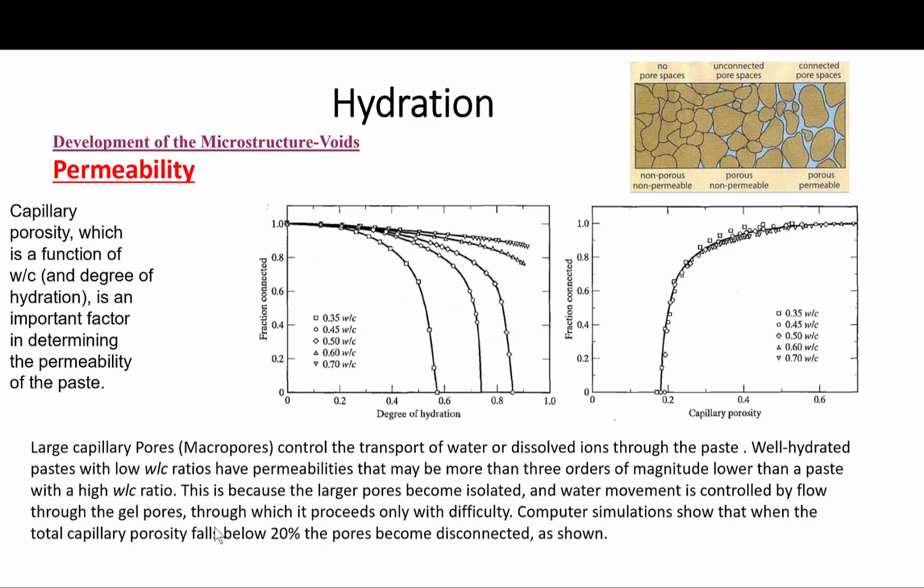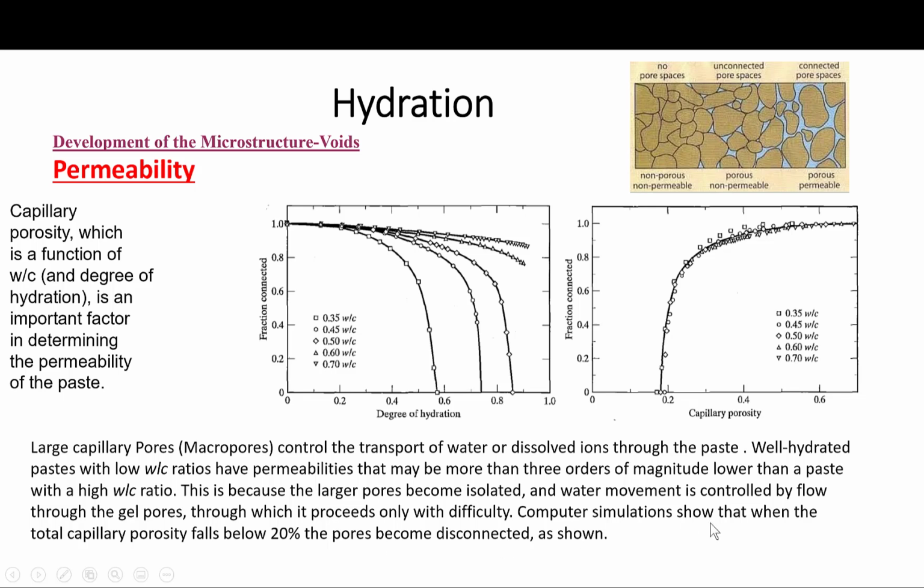Remember this. The water movement is controlled by the flow through the gel pores, not the capillary pores, because the larger pores become isolated. Through these pores, it proceeds only with difficulty. So when we have low water cement ratio, the water movement will be controlled by the flow through the gel pores, which will be difficult.